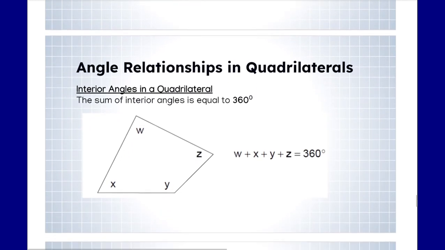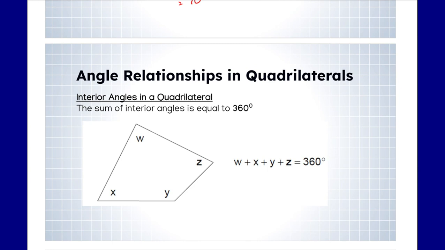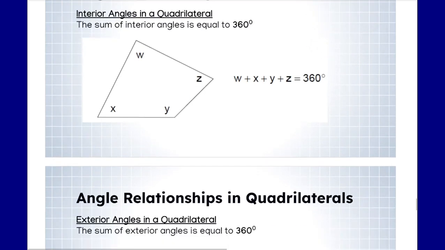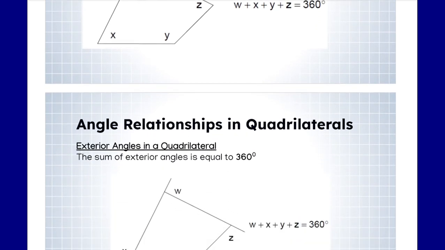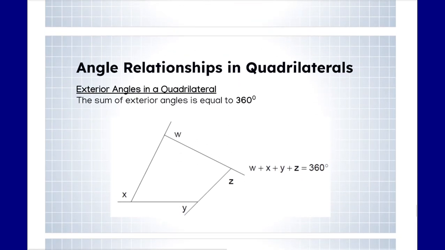Looking at quadrilaterals, the interior angles in a quadrilateral are different from the interior angles in a triangle. In a triangle, all the angles add to 180. In a quadrilateral, which could be a rectangle, a square, a parallelogram, or just any sort of four-sided enclosed figure, the interior angles have to add to 360 degrees. The exterior angles also add to 360 degrees. So this property is the same between quadrilaterals and triangles.